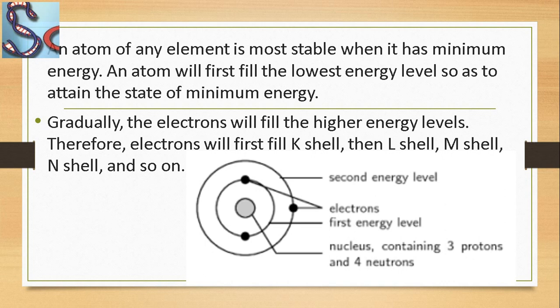In this figure you will see a nucleus containing 3 protons and 4 neutrons. It means it has 3 electrons. The first 2 electrons are filled in the K shell having a maximum capacity of 2 electrons. And the remaining third electron enters the second shell because it does not accommodate in the first shell.